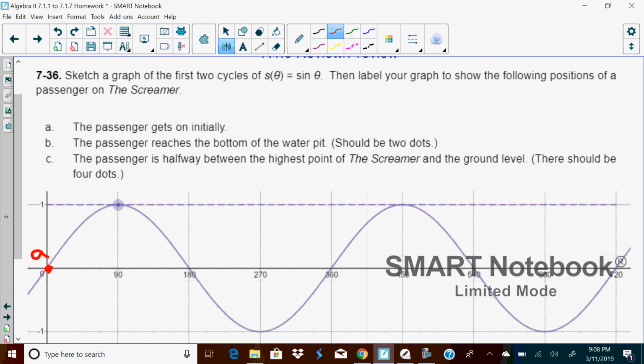B is when it reaches the bottom of the water pit. So there's actually two places where that happens. So B would be right here or right there. C is halfway between the highest point and where you get on. So it would be about here. So this would be C. So would this.